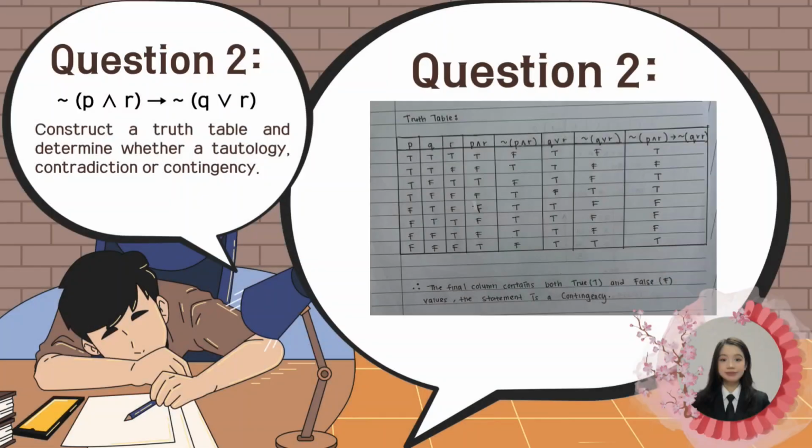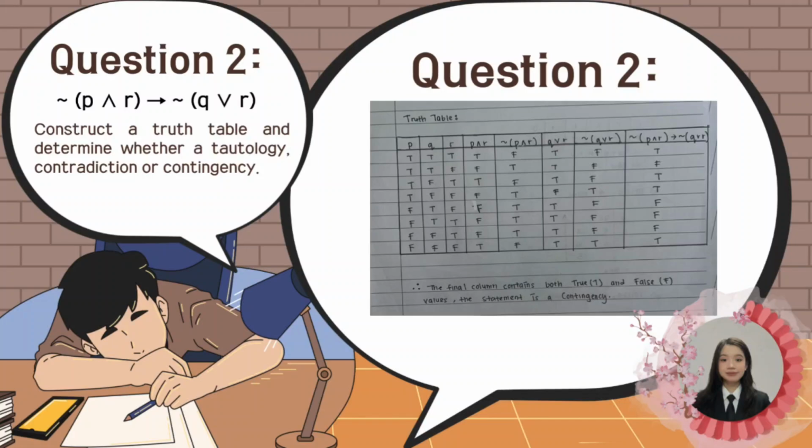This is question 2. For question 2, we are given a compound logical statement: not in bracket P and R close bracket implies not in bracket Q or R close bracket. To analyze this statement, we must construct a truth table.